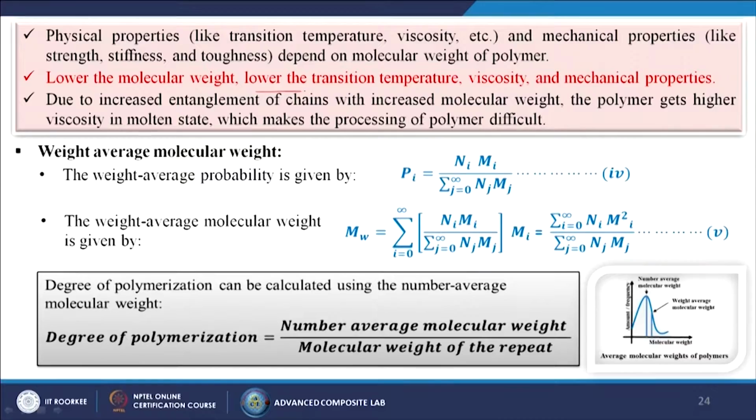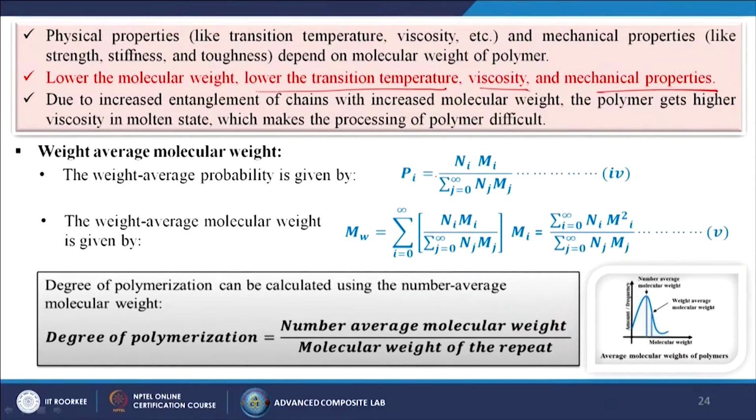The physical properties like transition temperature and viscosity, and the mechanical properties like strength, stiffness and toughness, depend on the molecular weight of the polymer. The lower the molecular weight, the lower the transition temperature, viscosity and mechanical properties. These are the standard rules we follow. Due to increased entanglement of the chains, meaning the cross linking between the chains with increased molecular weight, the polymer gets higher viscosity in the molten state, which makes the processing of the polymer difficult.